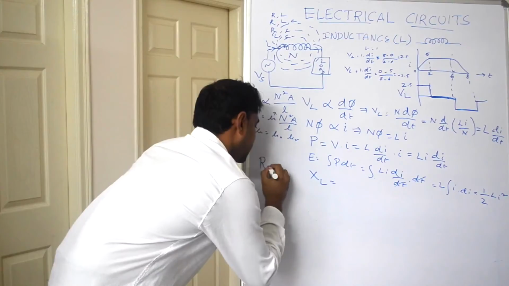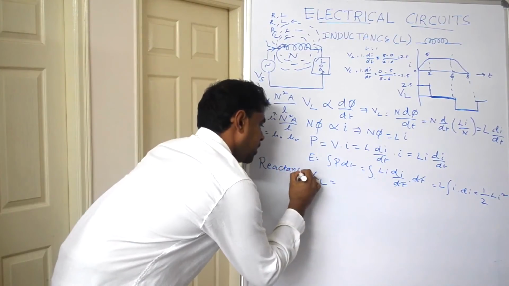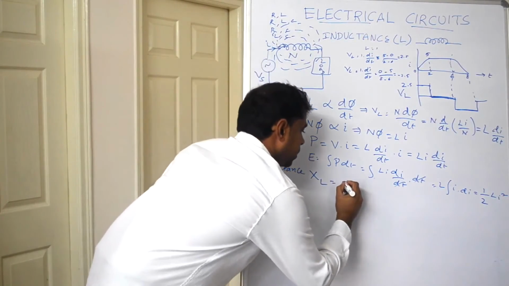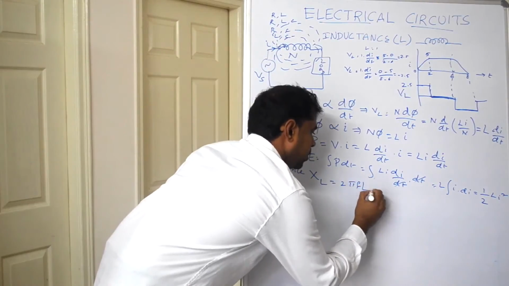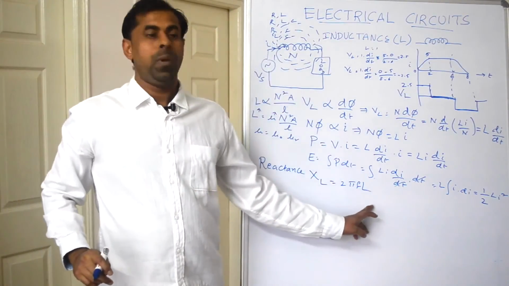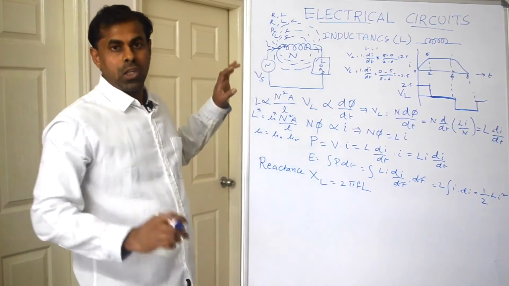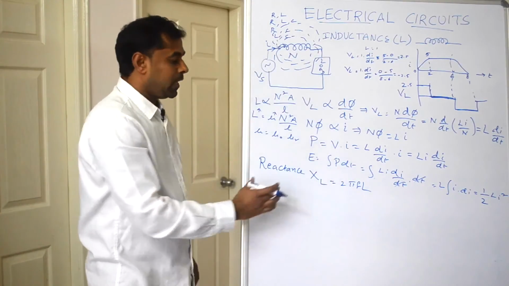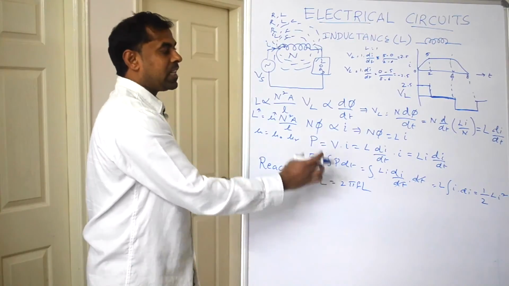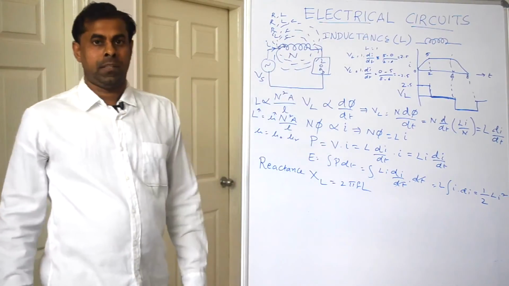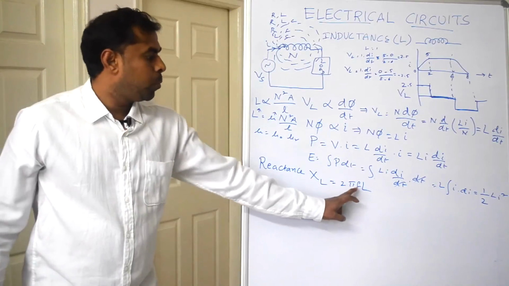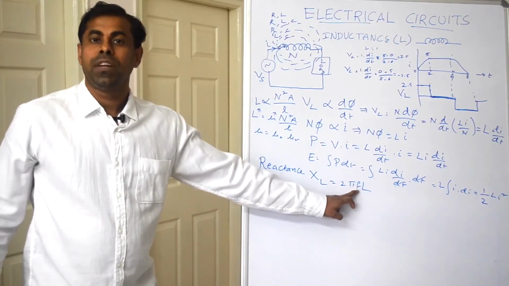Next thing is XL. This is called reactance. This is omega L, where omega is 2 pi f. Suppose the source is not constant, it has some particular frequency. This is the equivalent resistance offered by this inductance. It is nothing but 2 pi fL. It is directly proportional to frequency.